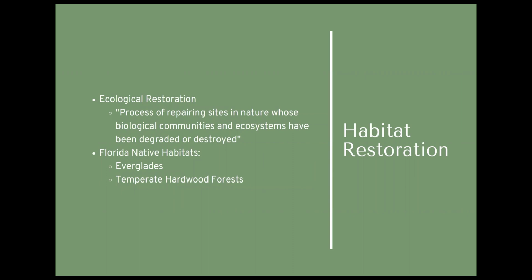With efforts to combat this issue, we aim to rehabilitate and create a functioning ecosystem in the courtyard located in the Paul Cejas Architecture Building. Britannica defines ecological restoration as the process of repairing sites in nature whose biological communities and ecosystems have been degraded or destroyed. Examples of native habitats in Florida include the Everglades and temperate hardwood forests. Our efforts intend to enhance the population of pollinators.